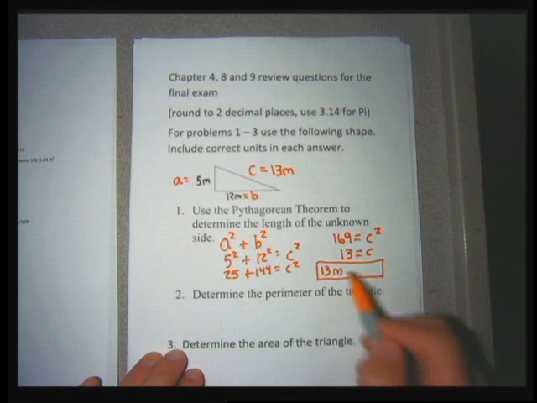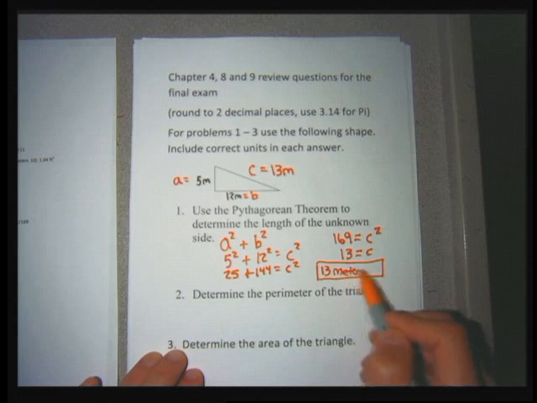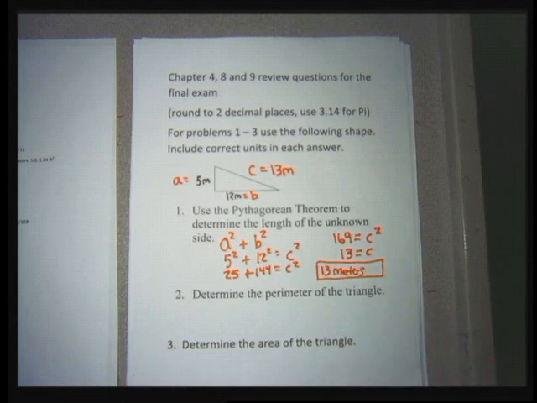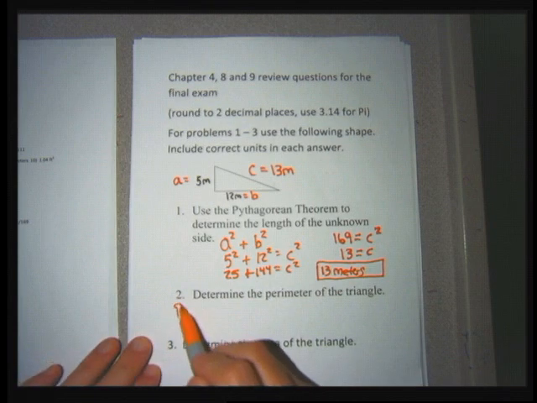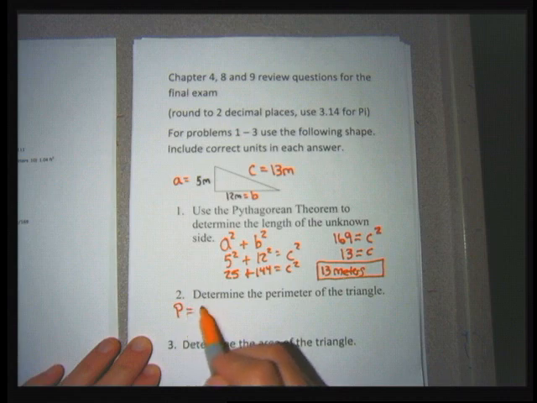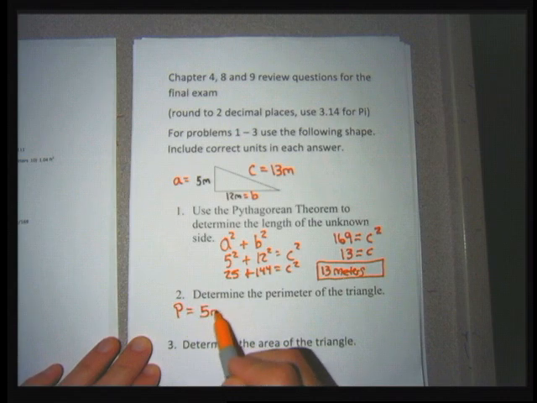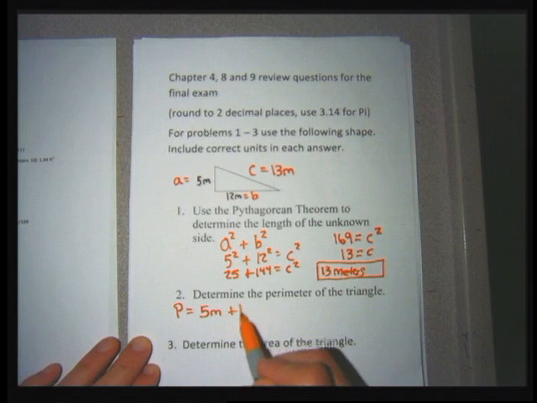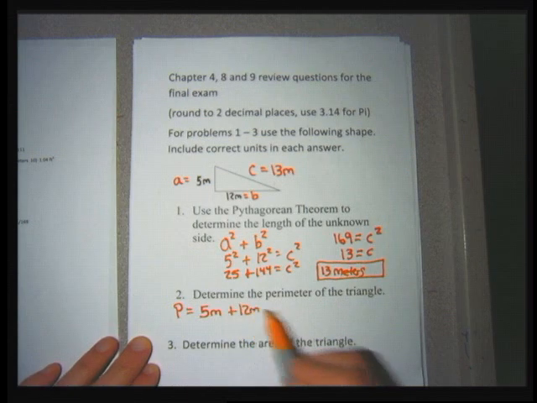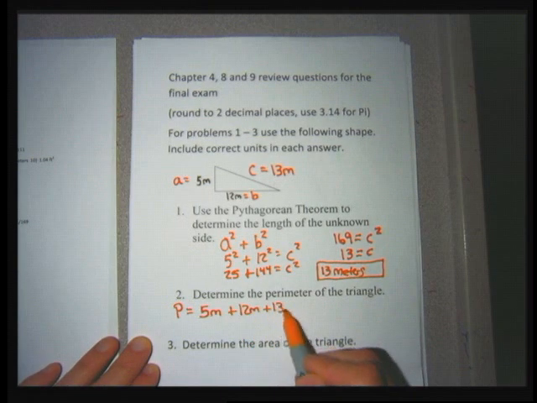You could write an M for meters, or you can write the word meters out. So that's question 1. Question 2 wants me to find the perimeter. To find the perimeter of a triangle, you just add up the lengths. The lengths are 5 meters and 12 meters, which were the given lengths. And then the 13 meters is the length that I found out.